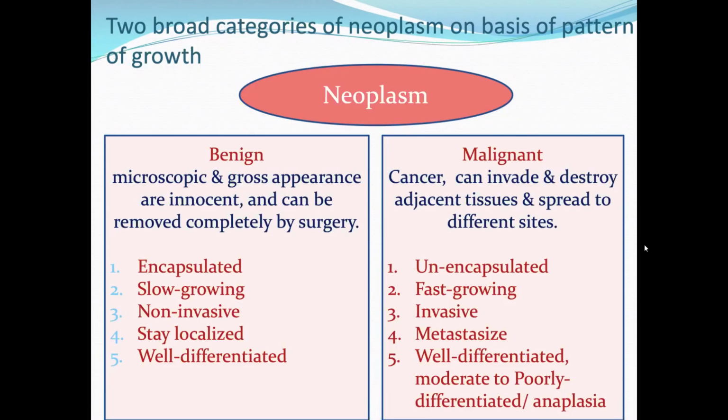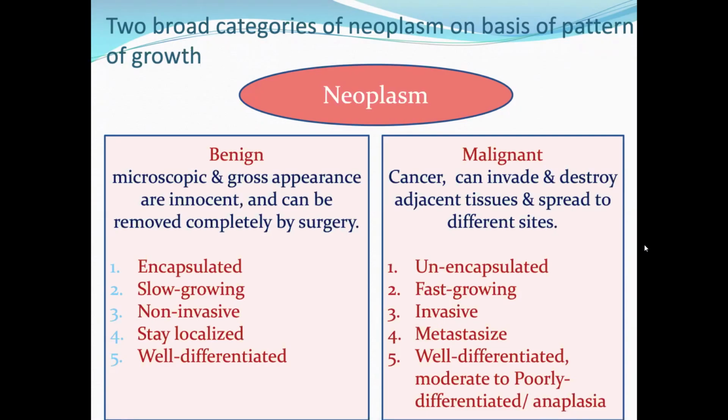So a benign tumor, when you look at it with your naked eye, should be encapsulated, and it will grow slowly, and it is non-invasive, meaning it does not invade into adjacent tissue or organs, and so it's limited to the tissue planes around it. It tends to stay localized and is well differentiated.